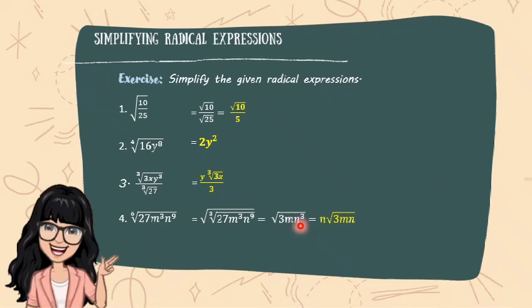So n cubed can be expressed as n squared times n. n will remain inside the square root symbol, but the n squared will have its square root. So square root of n squared is equal to n. That is why we have here n outside our radical symbol. So our final answer then would be n times square root of 3mn. n square root of 3mn as our final answer.